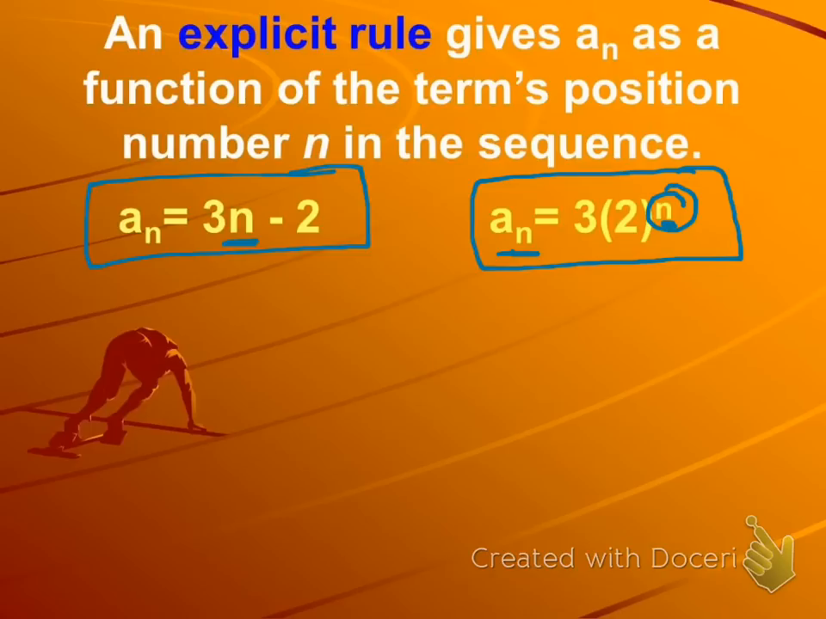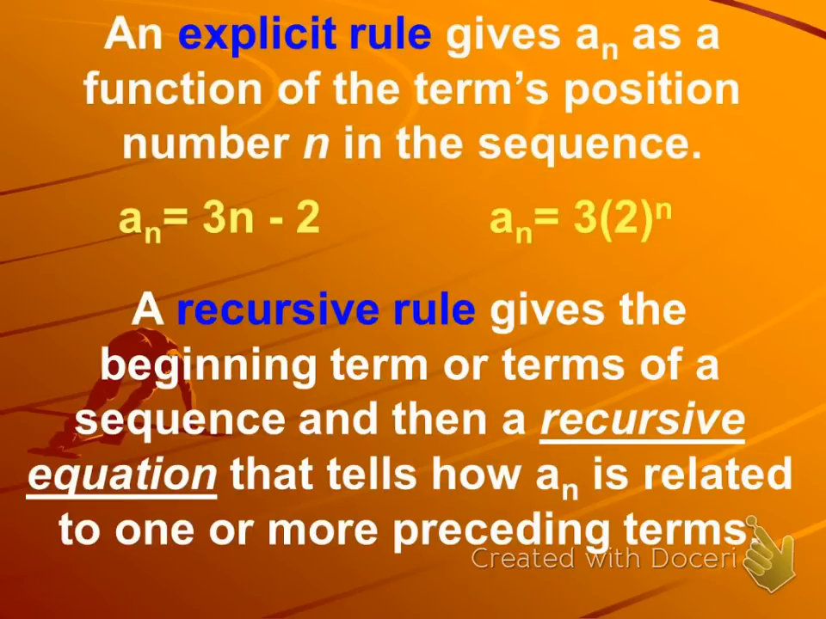A recursive rule is written a little bit differently than this. A recursive rule gives the beginning term, or sometimes terms, of a sequence, and then a recursive equation that tells how all terms after the first term or second term are related to the ones preceding. All right, to better understand, let's look at an example.